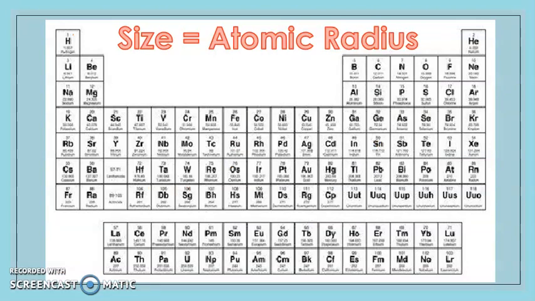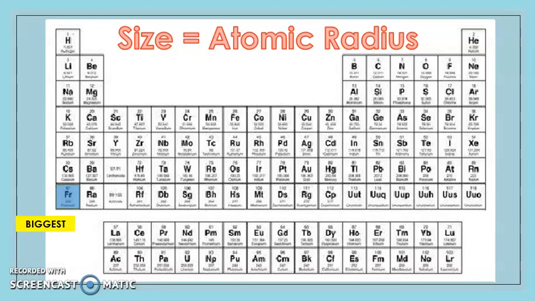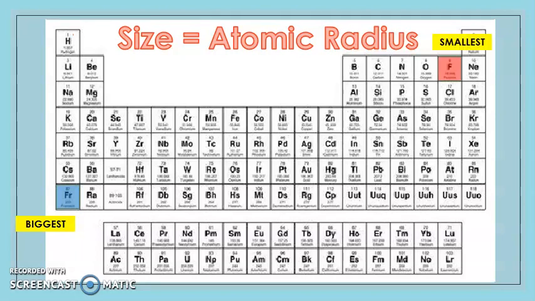Size is often referred to as atomic radius, the radius of the atom, if you were thinking about it like a sphere. If we take a look at the periodic table, we can find both the smallest and the biggest element. There are reasons for this, and you'll have to understand those reasons later, but for right now, just know where they are. Our largest atom on the periodic table is named after a country. Francium is the biggest element on the periodic table. The smallest is in the complete opposite corner. The smallest element on the periodic table is fluorine.